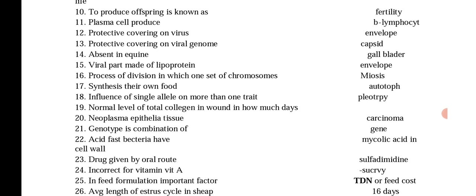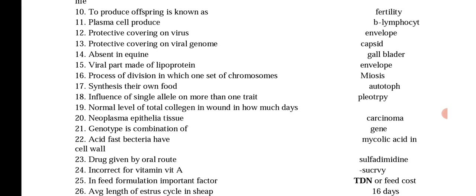Influence of a single allele on more than one trait is pleiotropy. Neoplasm of epithelial tissue is carcinoma. Epithelial cancer is known as carcinoma. Genotype is the combination of genes.